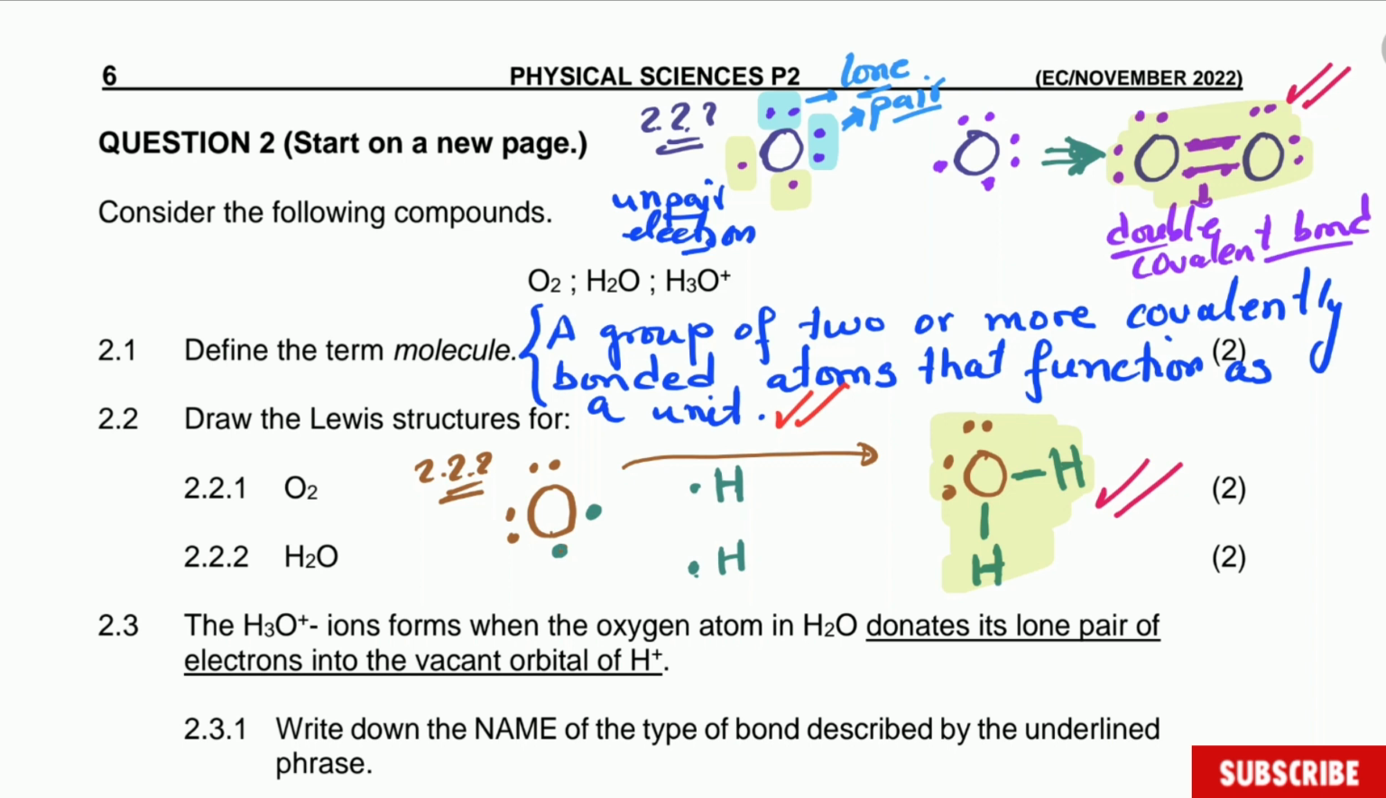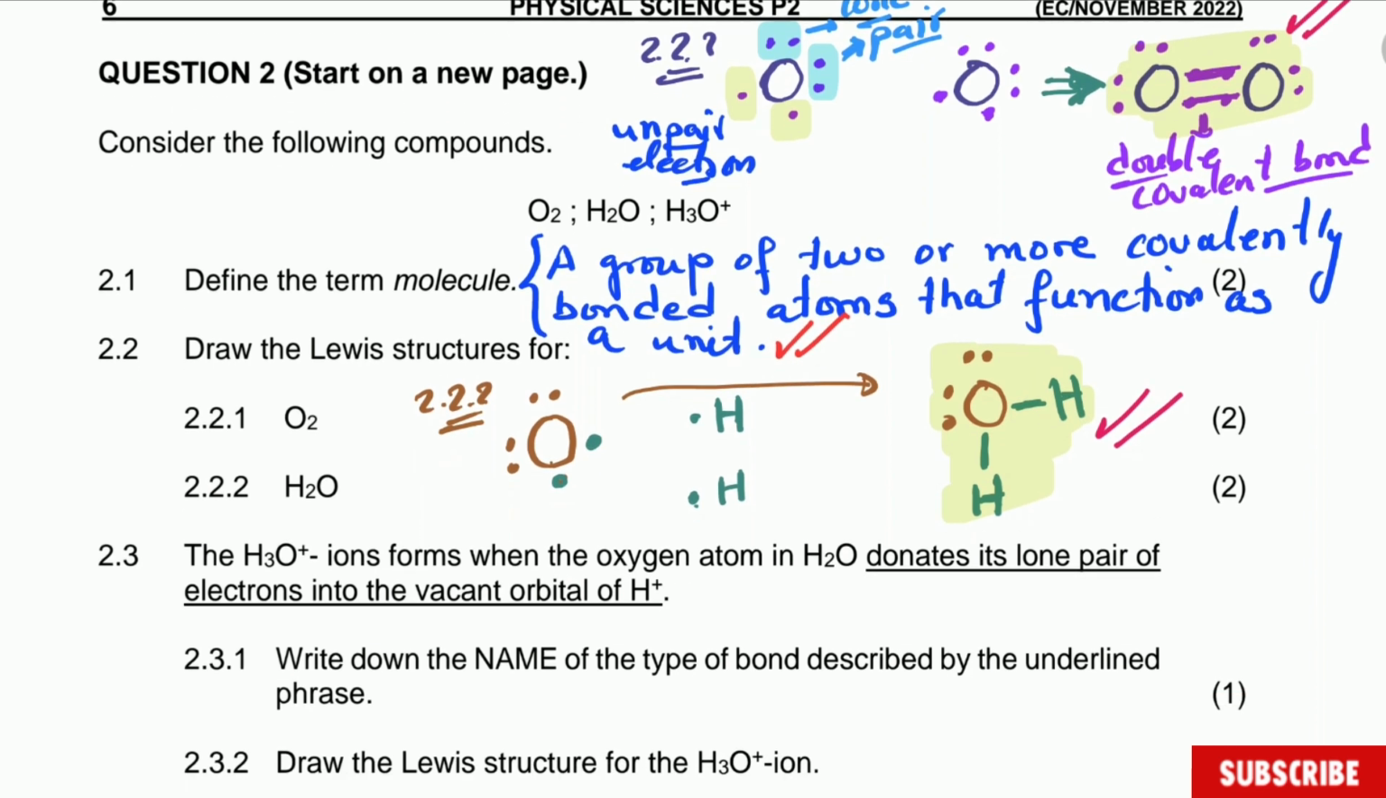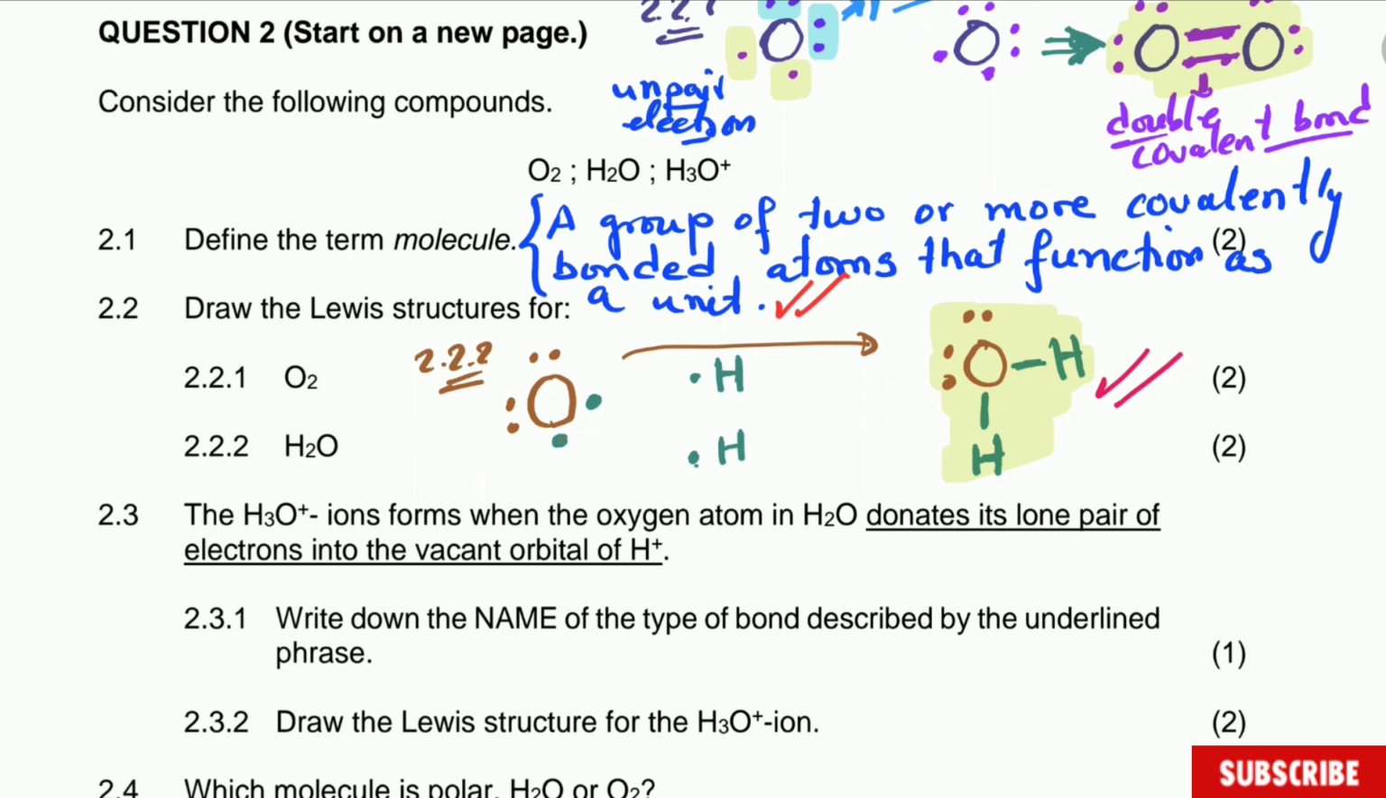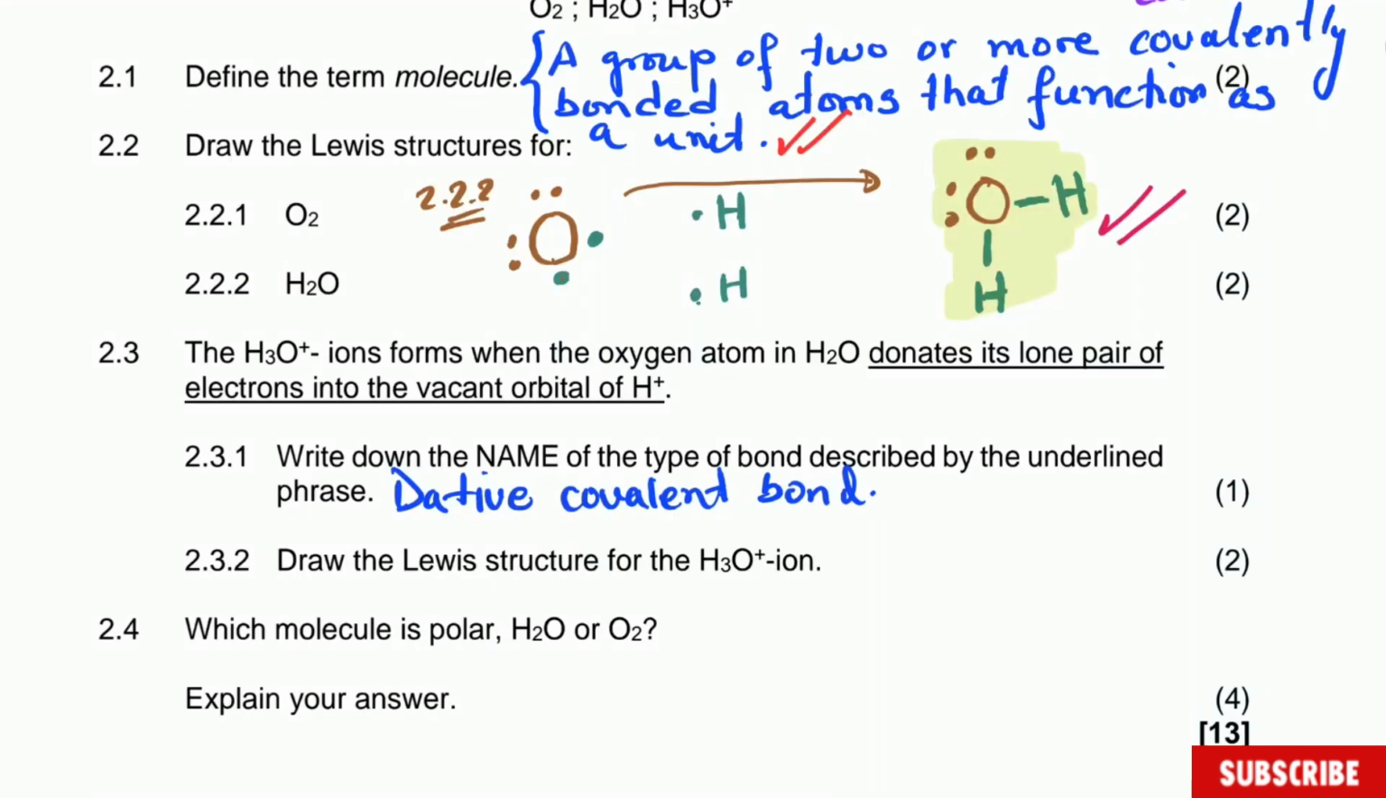Okay, now question 2.3. The H3O plus ion forms when the oxygen atom in H2O donates its lone pair of electrons into the vacant orbital of H plus. Write down the name of the type of bond described by the underlined phrase. That one is quite simple. The name of that one is dative covalent bond. That is a dative covalent bond. So if you say that, then you will get 1 mark.